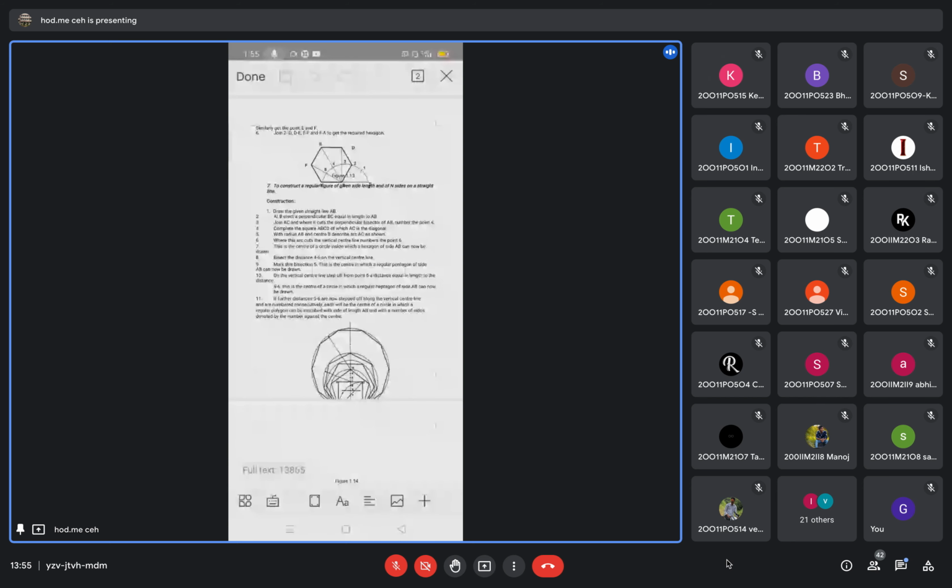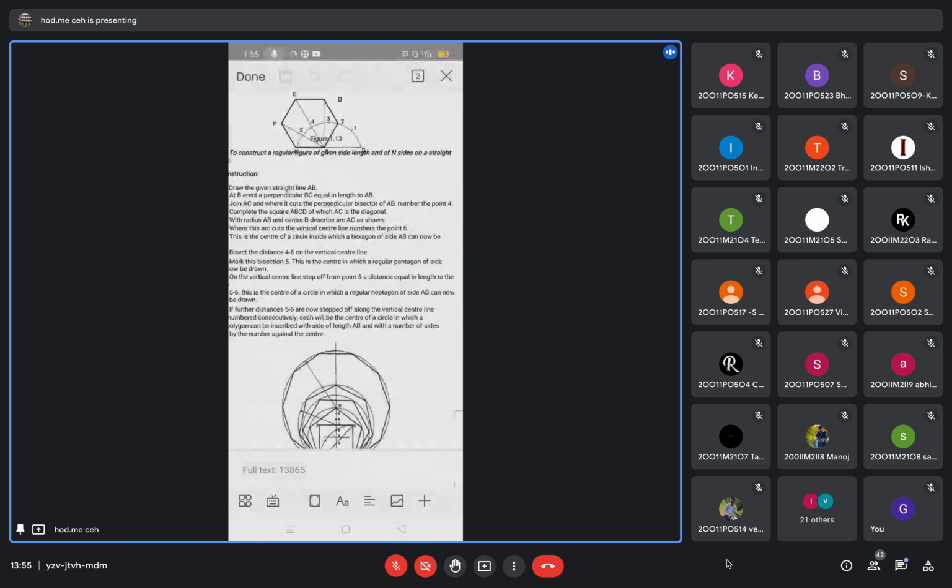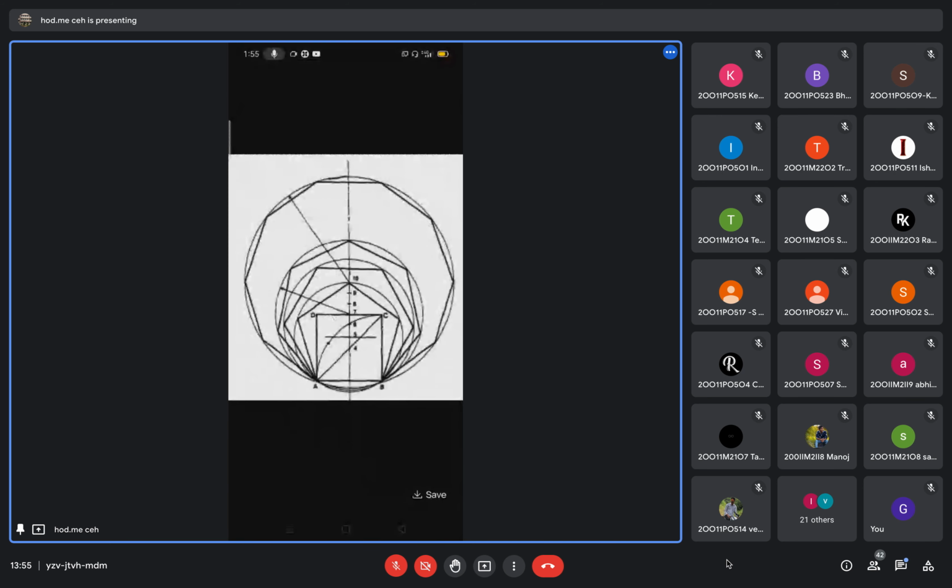Right, the seventh problem: construction of a regular figure given the side length of N sides of a straight line. This is one of the example problems using line AB.